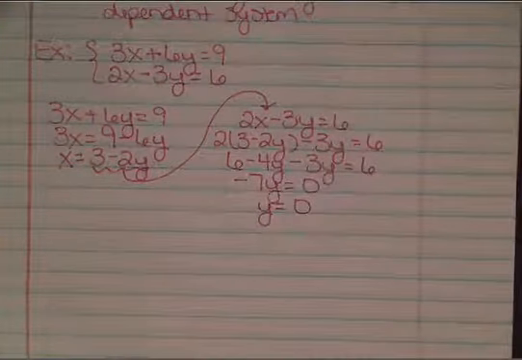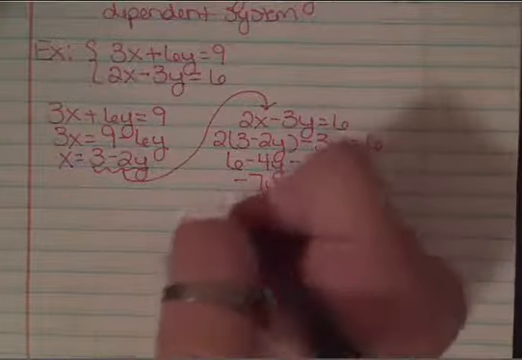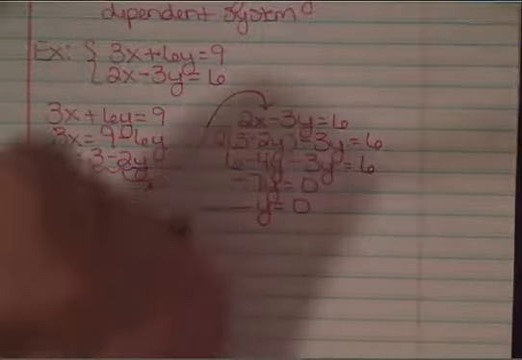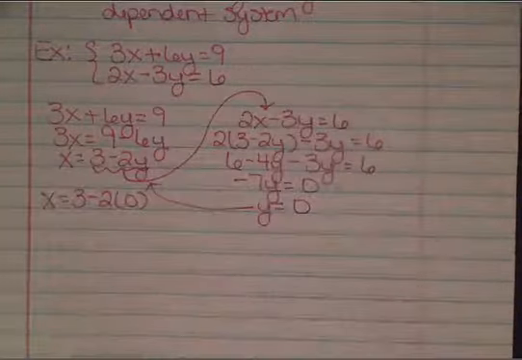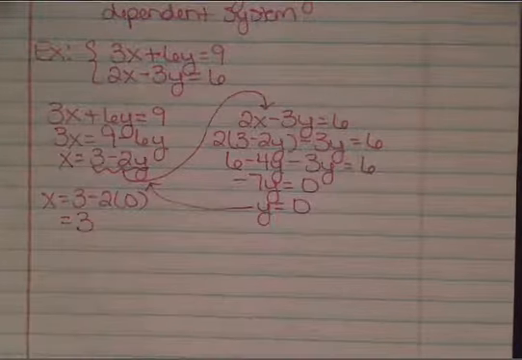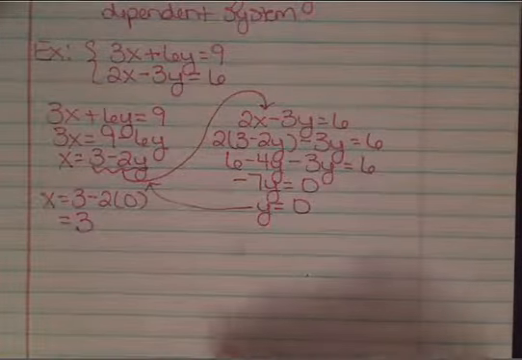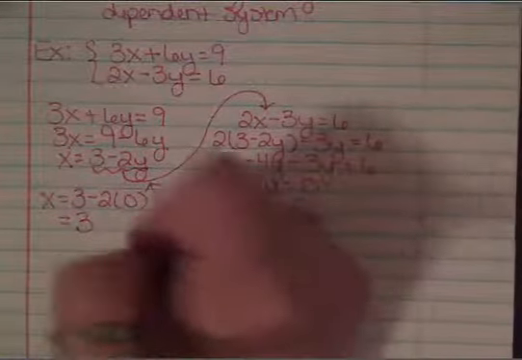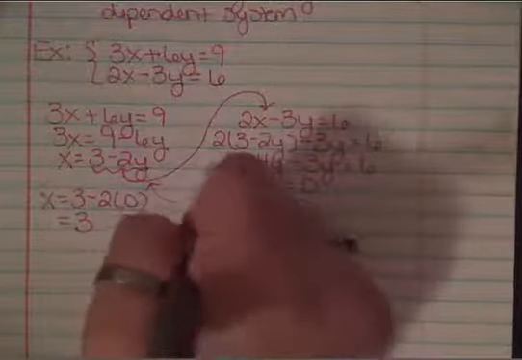Now I have to take that and plug it into that first equation. So I have x equals 3 minus 2 times 0. So that equals 3. So my ordered pair, my solution for this system of equations will be the point 3, 0.